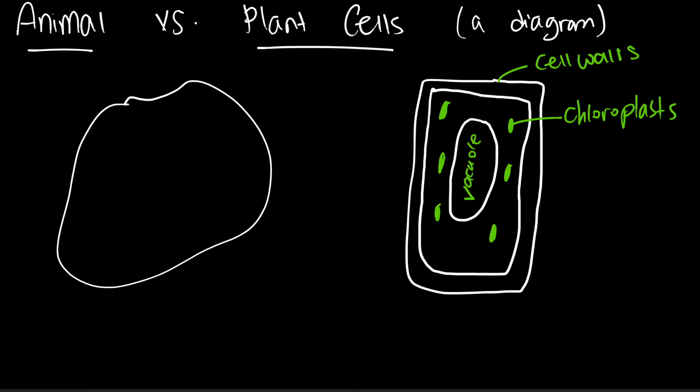Let me just draw a nucleus in because I didn't draw one. That's a nucleus, and that's in both. Remember, cells also have a cell membrane. Cell membranes control what goes in or out. The nucleus stores the DNA and controls what happens in the cell.